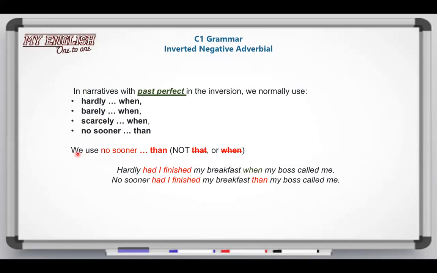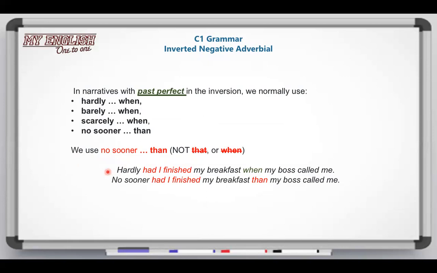So we use no sooner than. This is another important thing. Many people, especially Spanish speaking people, tend to use that or when. No sooner that, no sooner when. No, this pair of words uses no sooner and than. So let's check some examples.